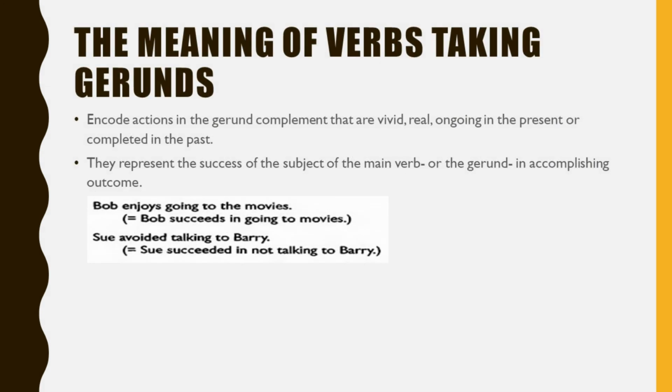The meaning of verbs taking gerunds. Verbs that require gerunds such as enjoy, risk, deny, avoid, appreciate, defend, quit, and stop, among others, encode actions in the gerund complement that are vivid, real, ongoing, in the present, or completed in the past. They represent the success of the subject of the main verb in accomplishing some outcome, which may be positive or negative. For example, Bob enjoys going to the movies is equivalent to Bob succeeds in going to movies. Another one is Sue avoided talking to Barry is equivalent to Sue succeeded in not talking to Barry.